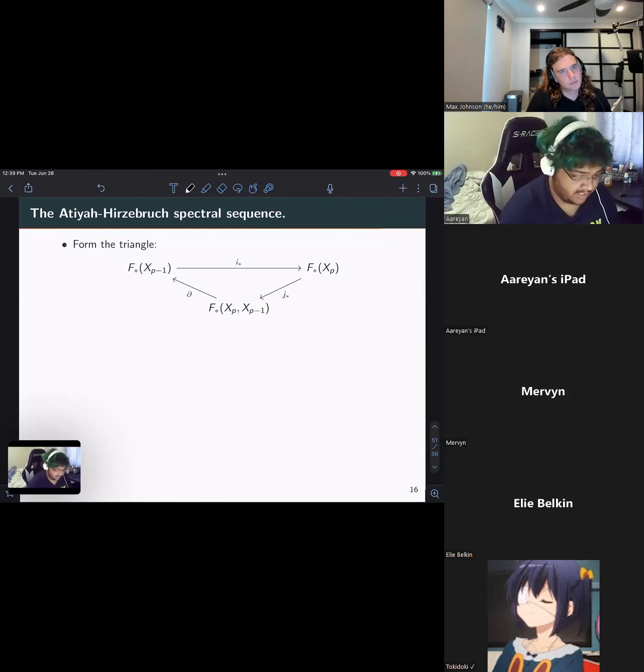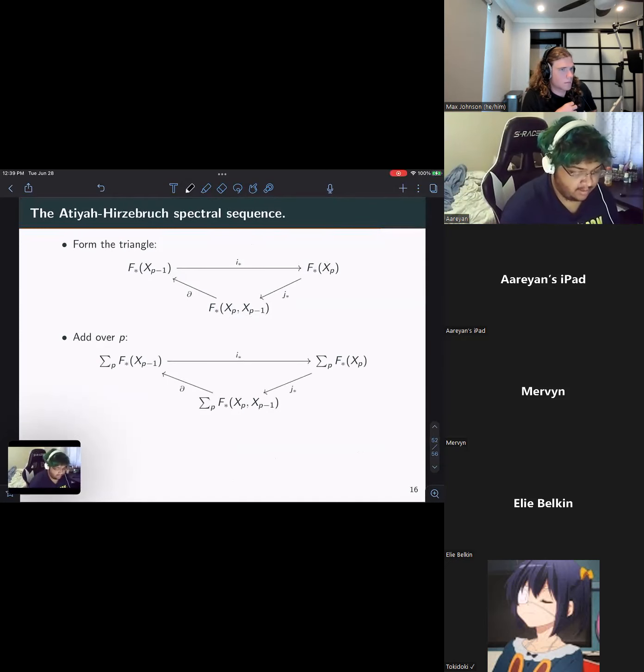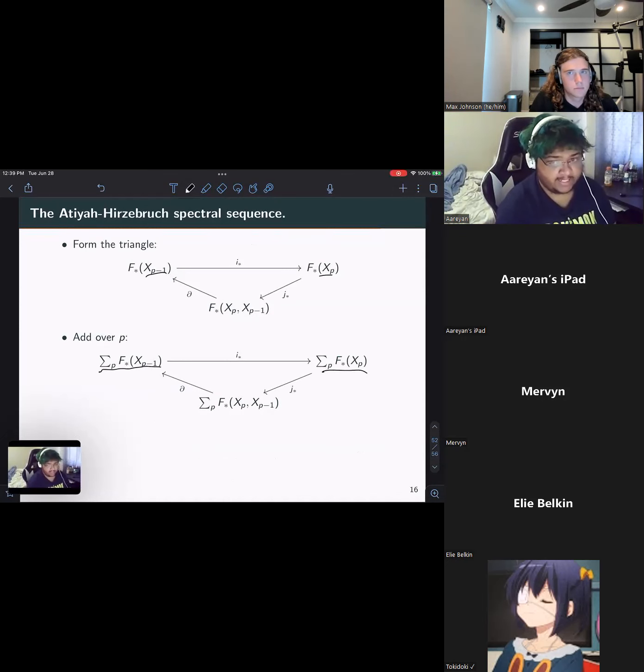You have this obvious diagram where you include X_{p-1} into X_p. You include this pair into this pair, and then this is just a connecting homomorphism. Now what we do is sum up over all the p's. The reason we did that is that these two were off by an index, but now that I've summed over all p's, these two are actually the same thing. And it turns out that this is what we call an exact couple.